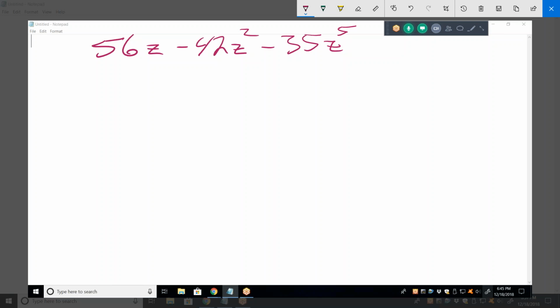What's your first step here? This is your clue right there. They have not taught you how to factor 5th degree polynomials, except by one method. What's the only thing you can do here?